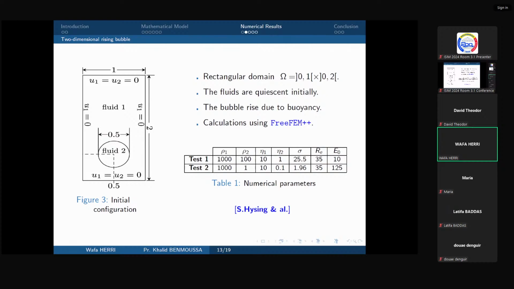Our application involves the rise and deformation of a single bubble under gravity in a fluid contained in a vertical rectangular domain omega. We say that the bubble's density is lower than that of the surrounding fluid. For the simulations, in the absence of an analytical solution, we use numerical data from the study by Hysing et al., as represented in Table 1. Our simulations were conducted using the FreeFem++ software.